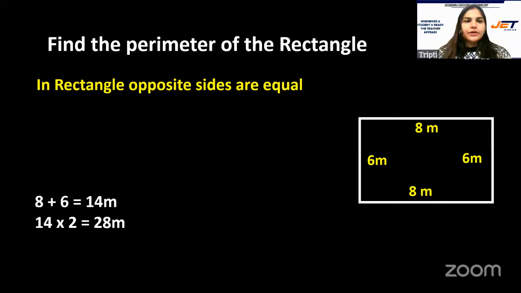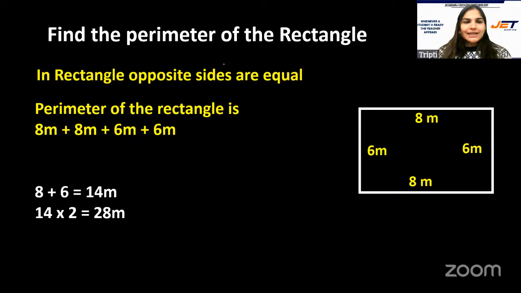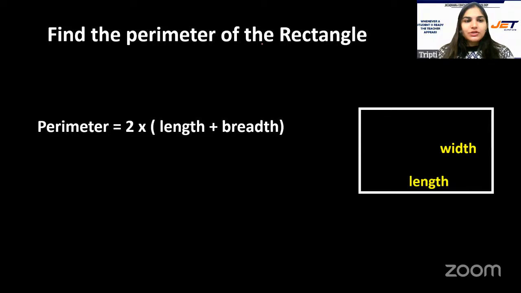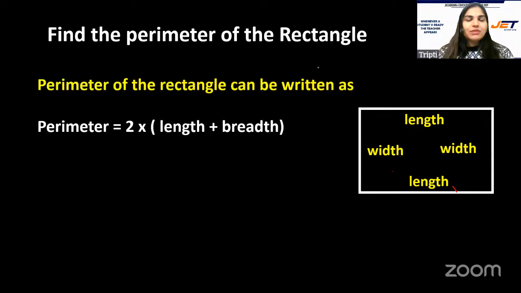So here the perimeter of the rectangle is 8 plus 8 plus 6 plus 6, which is equal to 28 meters. Also, it's like 8 plus 6, one pair first, which is equal to 14, and then times 2, because there are two pairs. So we can say that the perimeter of the rectangle, this is length and this is width, can also be written as 2 times the length plus the breadth.